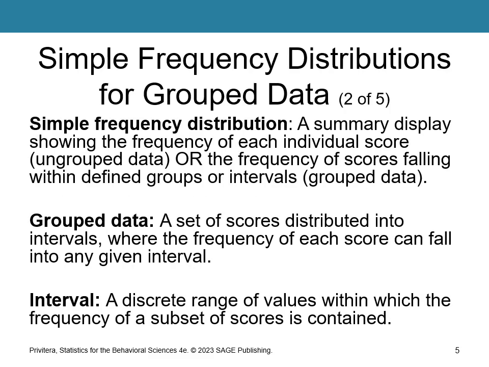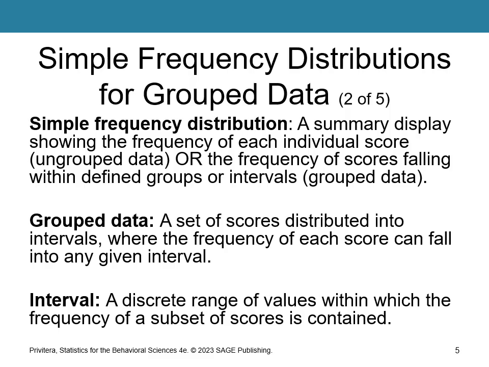There are 2 main types of simple frequency distributions, depending on your data. If you have a small number of possible values, like the number of children in a family, 0, 1, 2, 3, 4, and maybe 5, you can list each value individually. This is called ungrouped data.